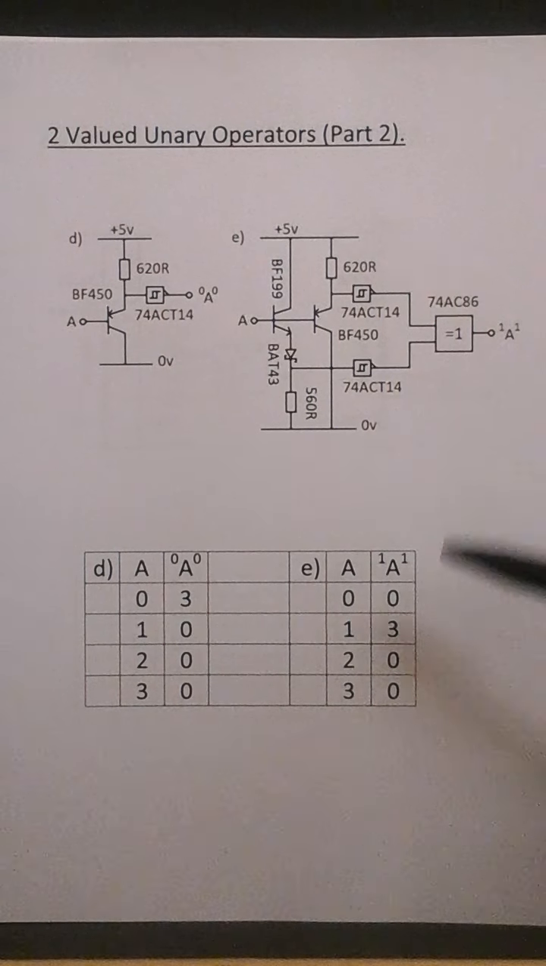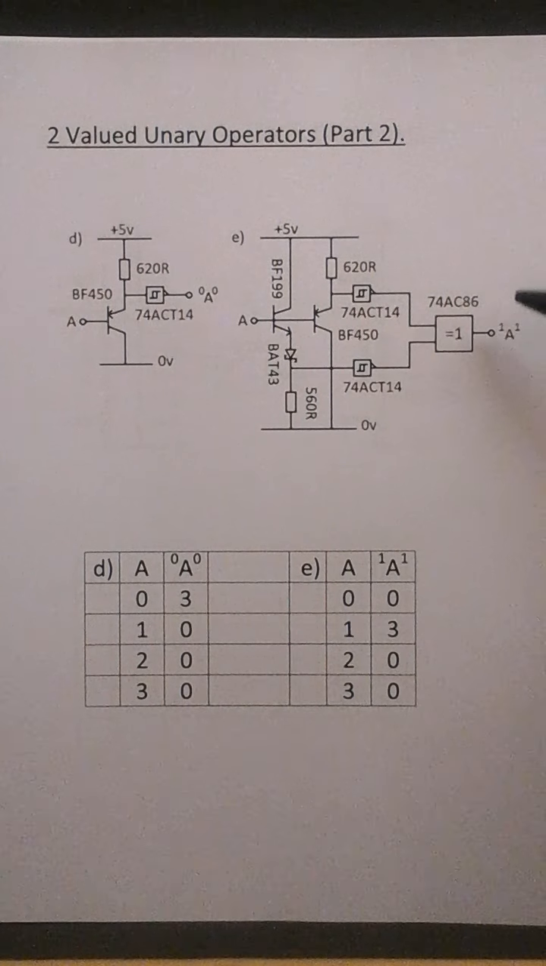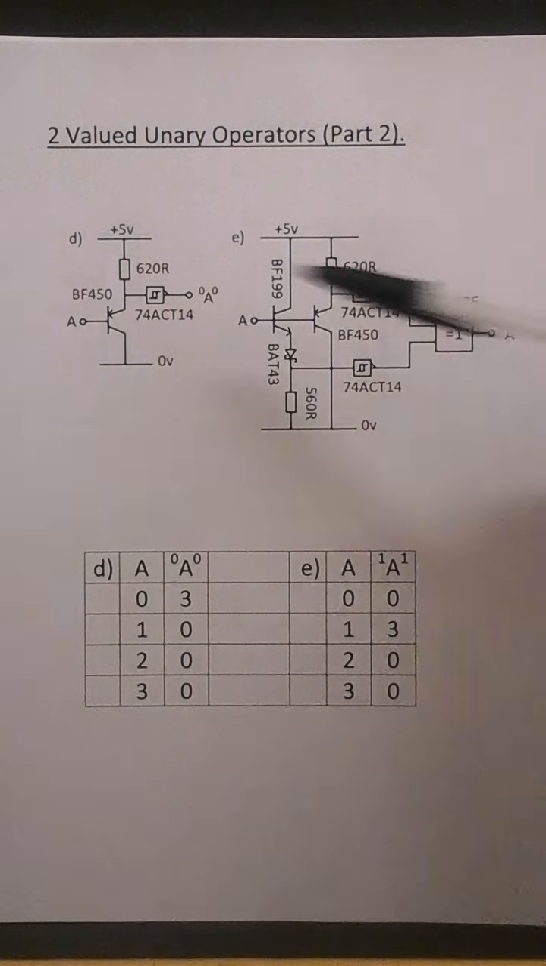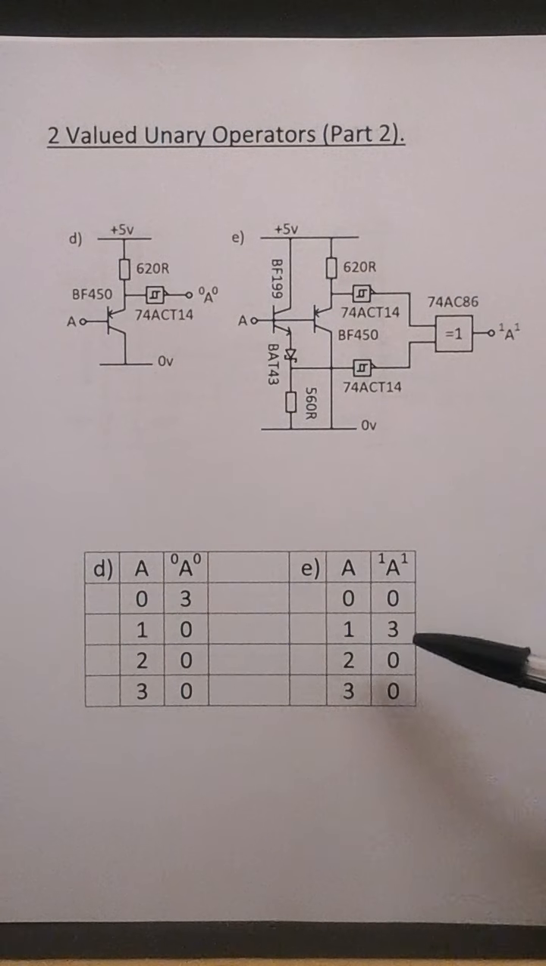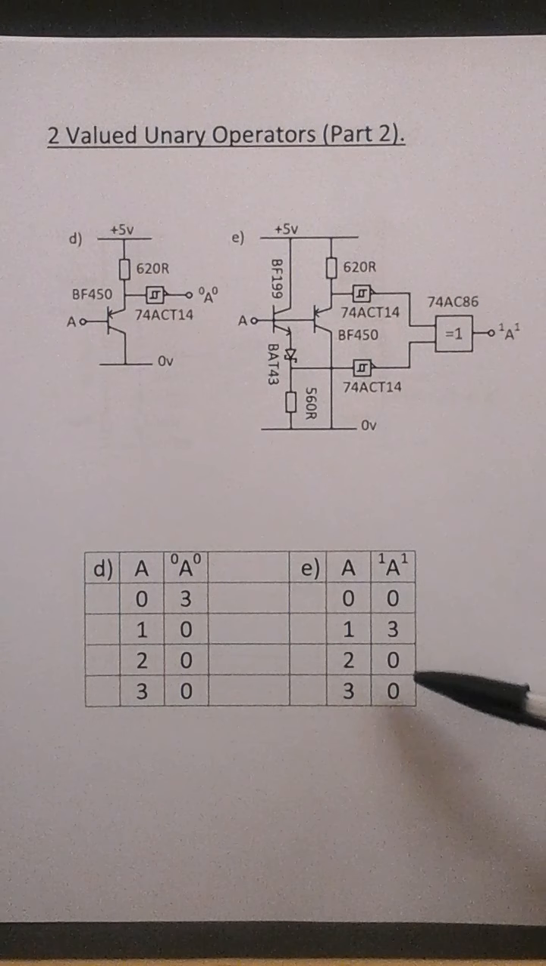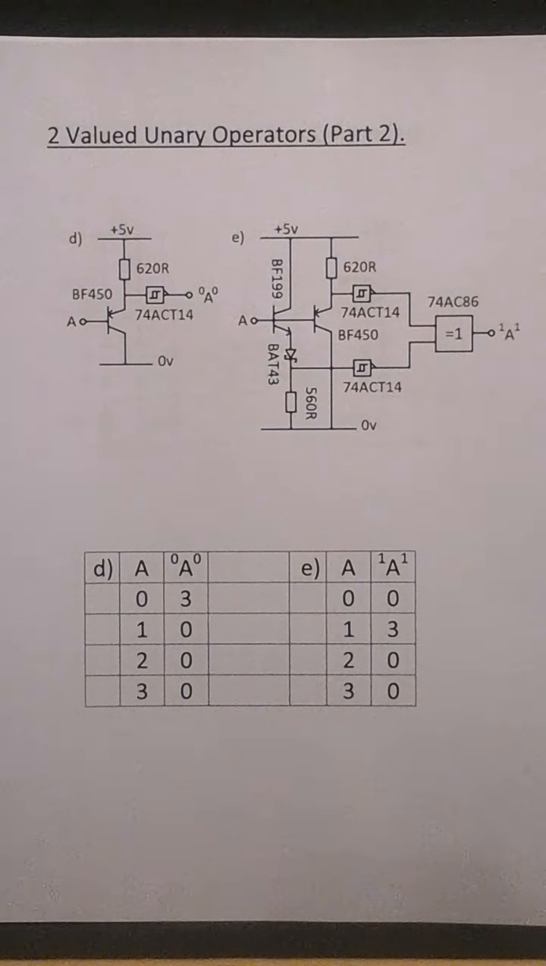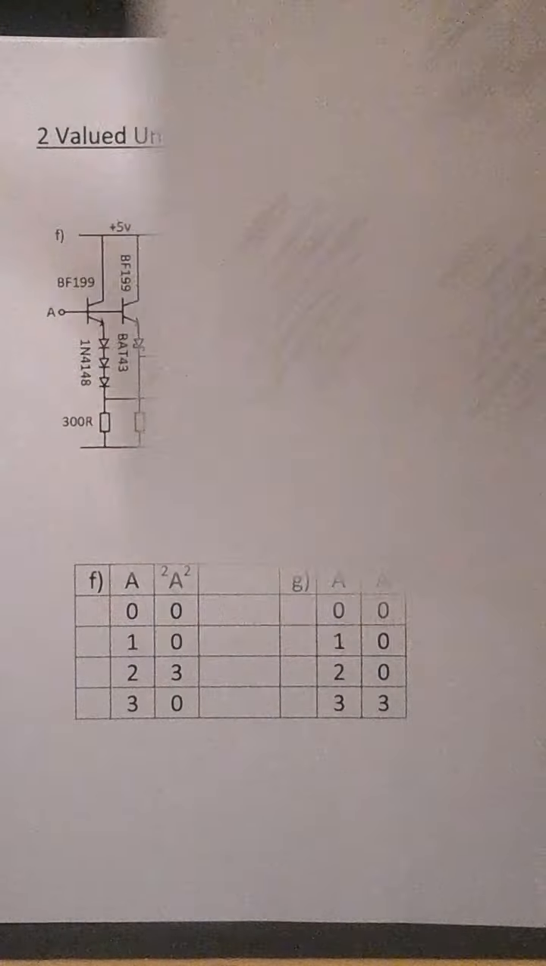So this output is 0 volts for a 0 and 5 volts for these outputs, and 5 volts is a logic 3 and 0 volts is a logic 0, a quaternary logic 3 and a quaternary logic 0.